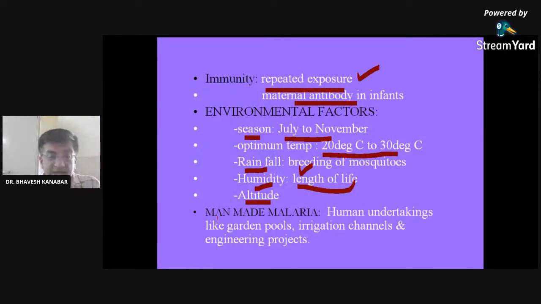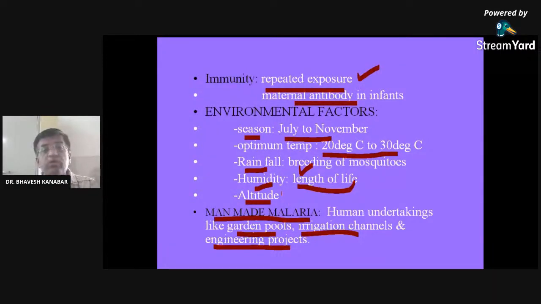Man-made malaria: one terminology, man-made malaria, right? Why is it called man-made malaria? Like I have already told you, our habits or our processes, such as garden pools where water collection is there, irrigation channels in agriculture, or engineering projects or construction sites where water collection is there.